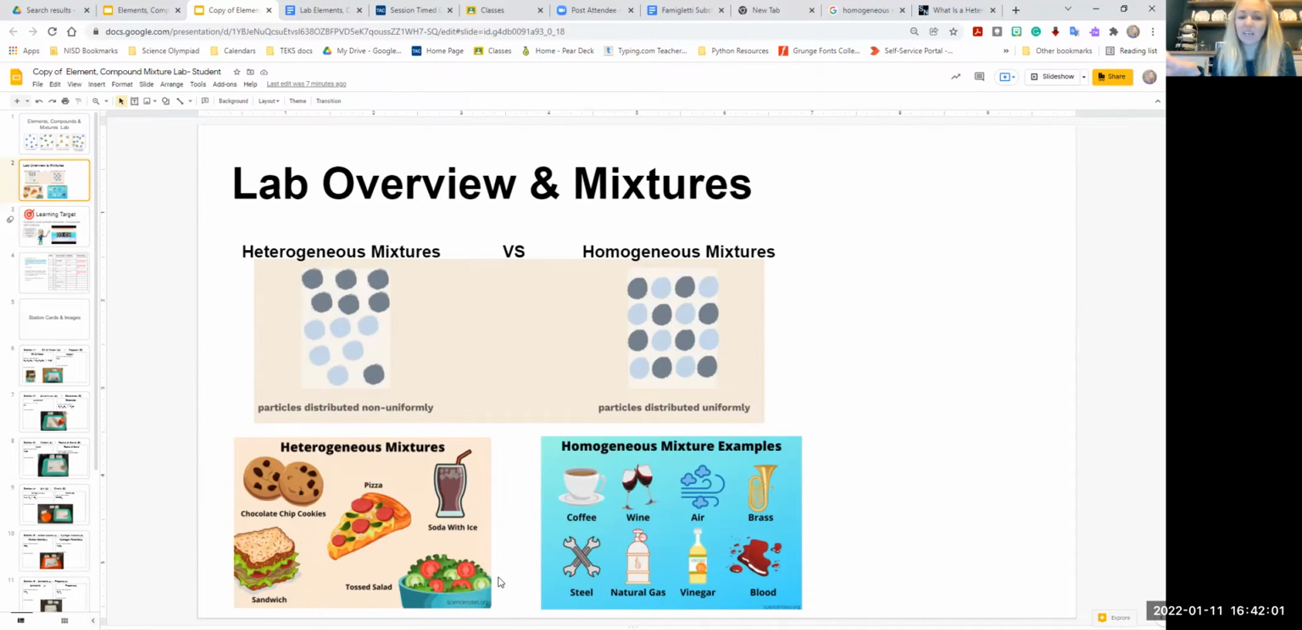So it's easy to tell that a heterogeneous mixture is a mixture because you can tell those things aren't bonded together. Homogeneous mixtures, homo means the same, and homogeneous mixtures look uniform or the same throughout. And so some of these are examples of different drinks or other liquids that have really evenly mixed.